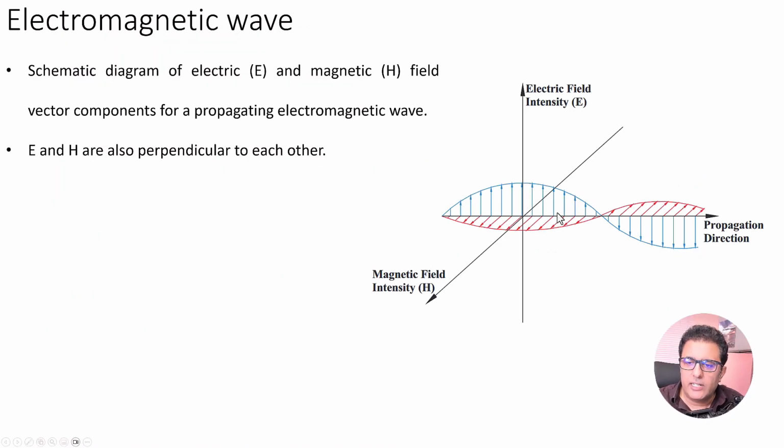This shows how an electromagnetic wave propagates into a medium. As you see, this arrow is the propagation direction. And what you see here is that the magnetic field is perpendicular to the electric field, and both of them are perpendicular to the wave propagation direction.